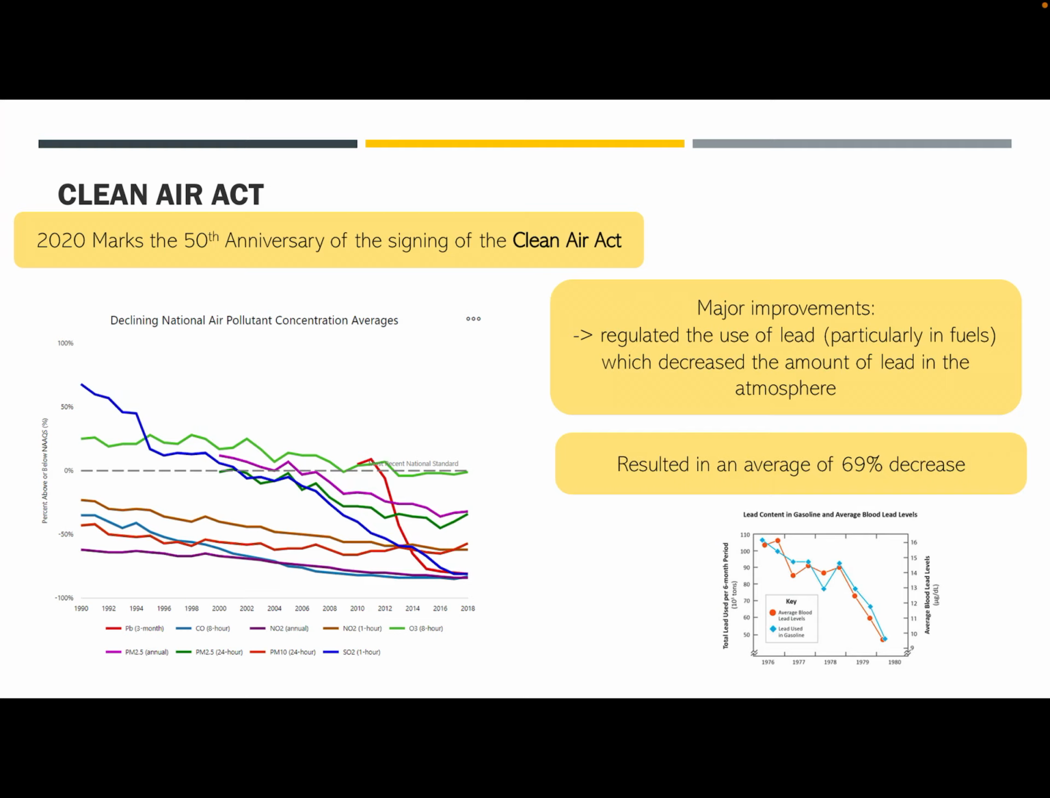It regulated the use of lead, particularly in lead fuels, which decreased the amount of lead in the atmosphere, and it led to an average of a 69% decrease in our air pollutants. It's important to note that this was in 1970, but it was updated and amended in 1990 to include ozone protections and acid rain, toxic pollutants, and improving our air quality and visibility.